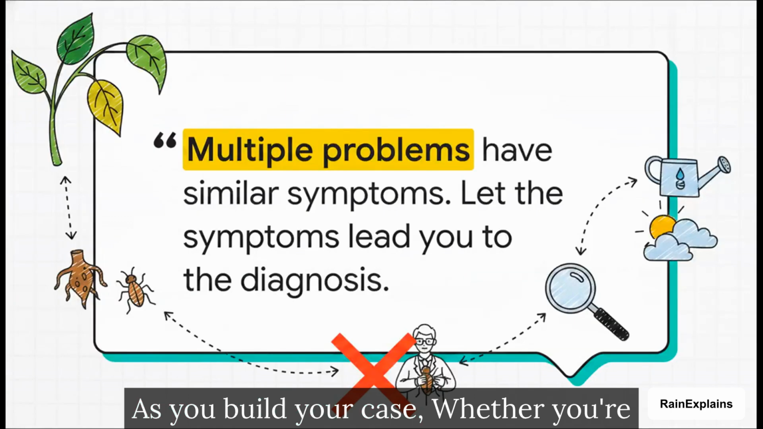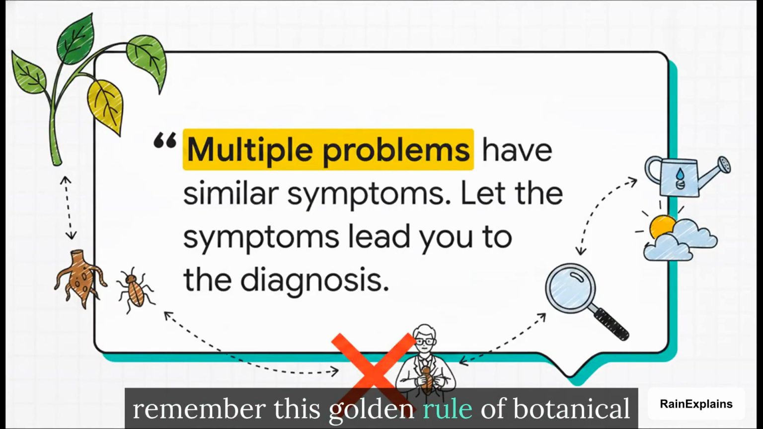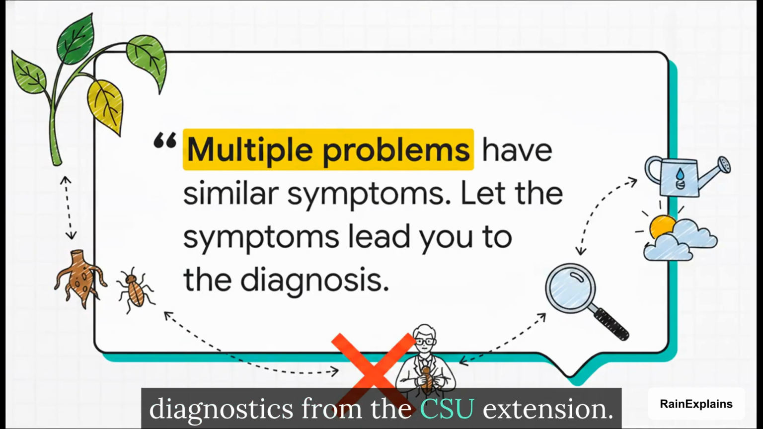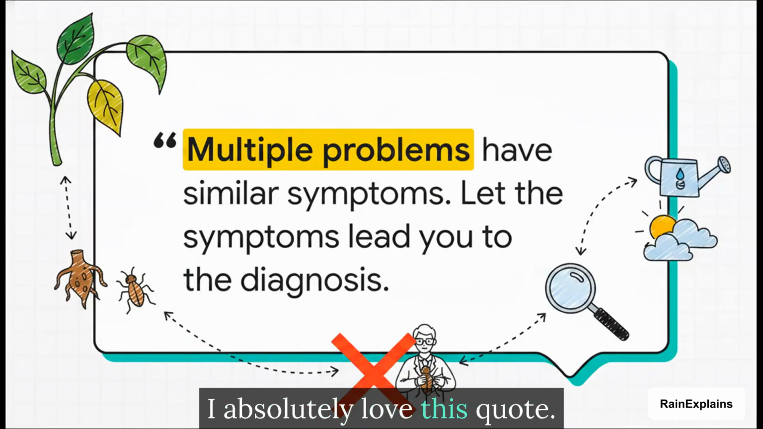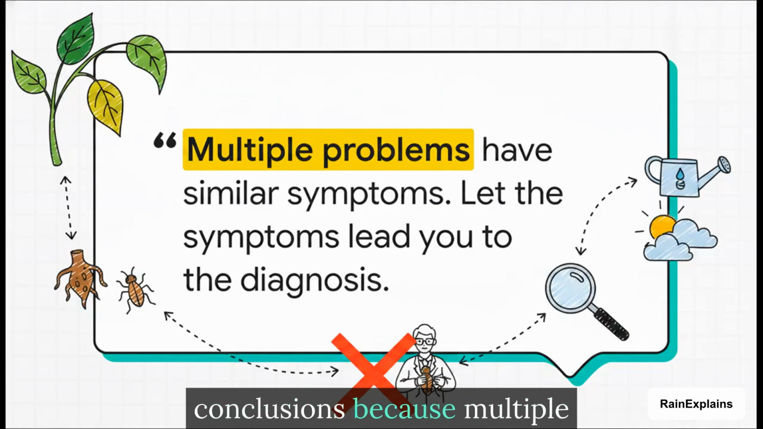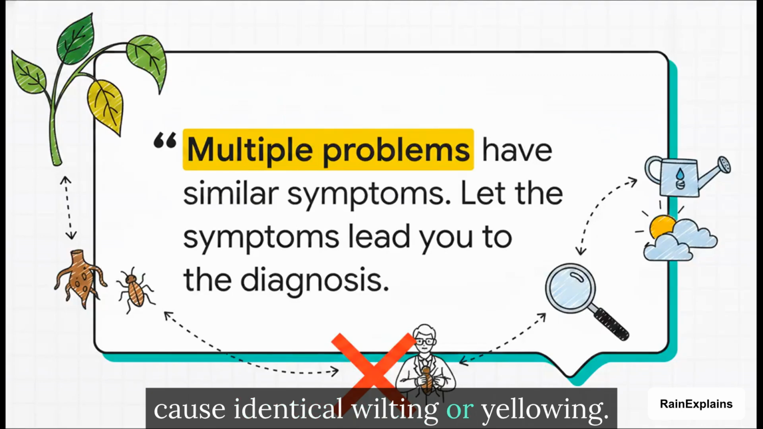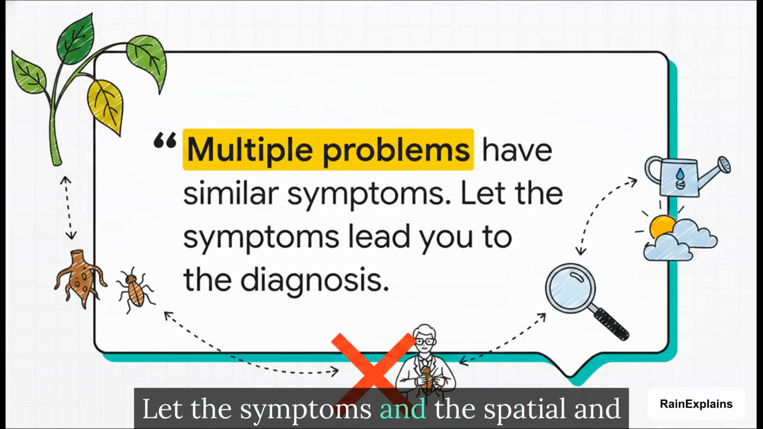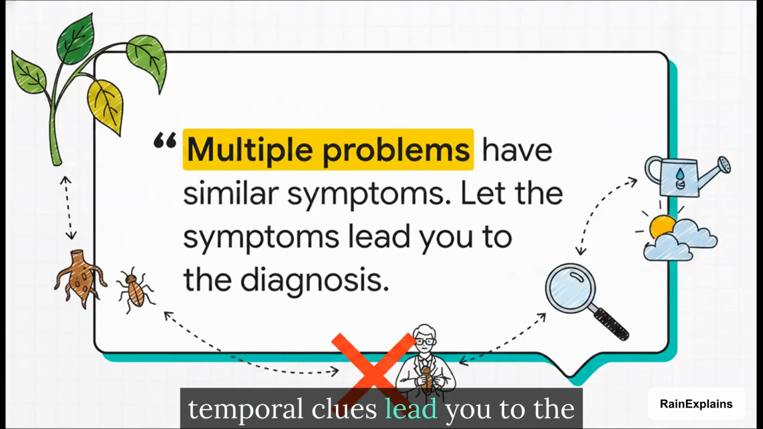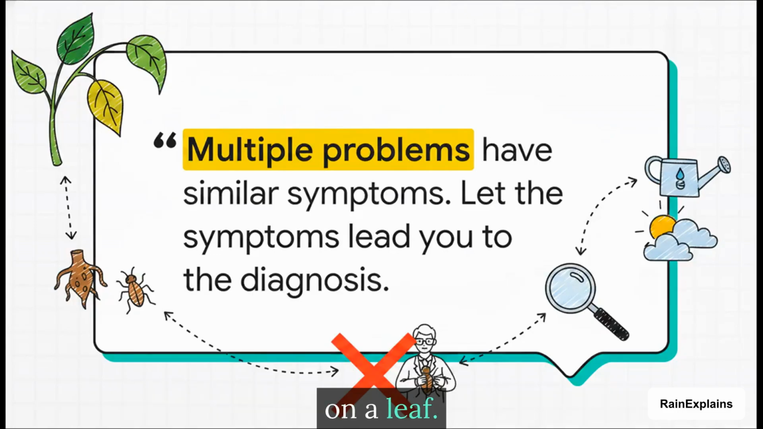As you build your case, whether you're working indoors or outdoors, always remember this golden rule of botanical diagnostics from the CSU Extension. I absolutely love this quote. It reminds us, don't jump to conclusions, because multiple, completely different problems can cause identical wilting or yellowing. Let the symptoms and the spatial and temporal clues lead you to the diagnosis. Never try to force a diagnosis to fit just because you found a single random bug on a leaf.